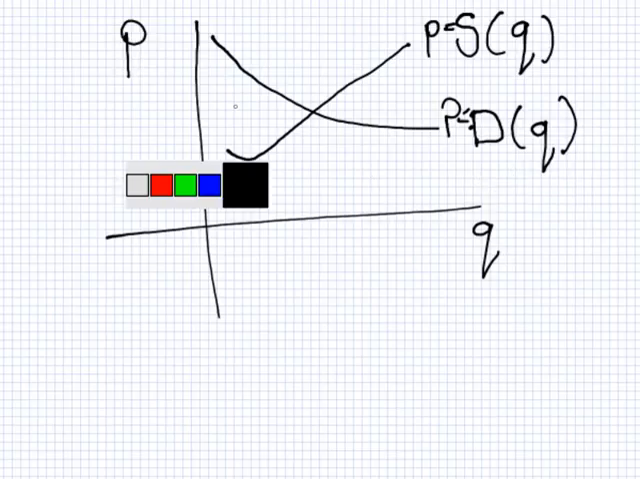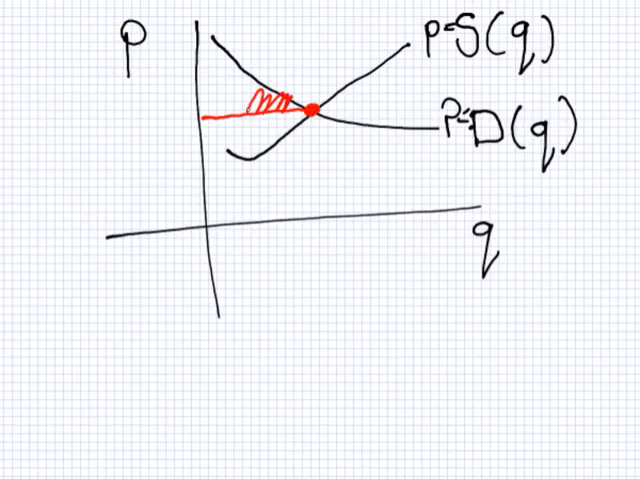So if I want this area here, what would that be? Well, you would have to find the equilibrium point. Let me just call it QE. And here is 0.